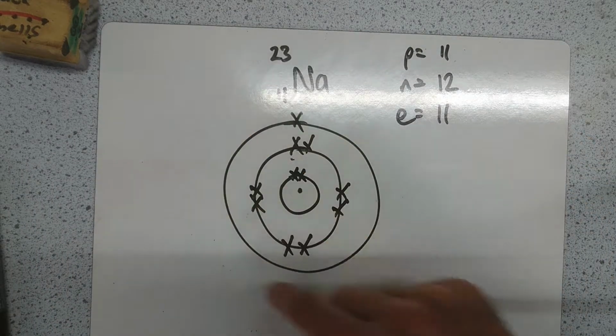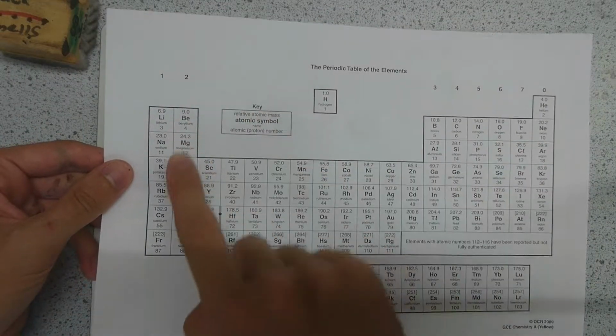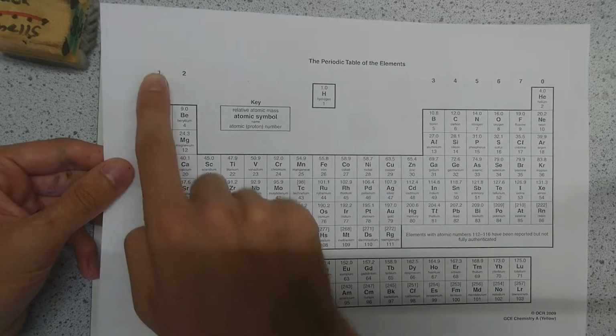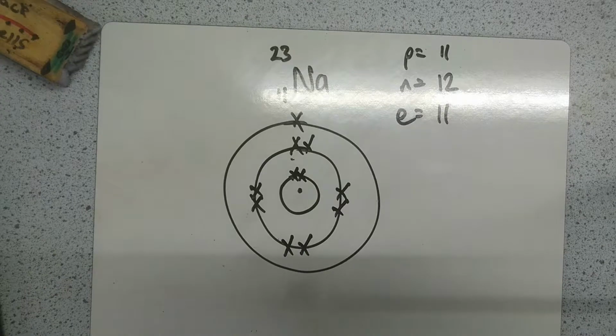Outer shell, very outer shell, I've only got 1 electron there. So have a look where sodium is. It is in group 1. With 1 electron in its outer shell, goes in group 1. And that's how the electrons are arranged looking at this Bohr's model.